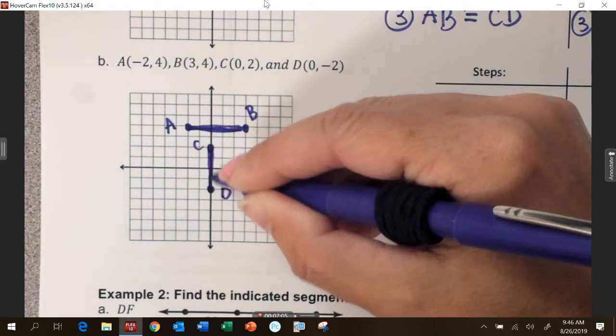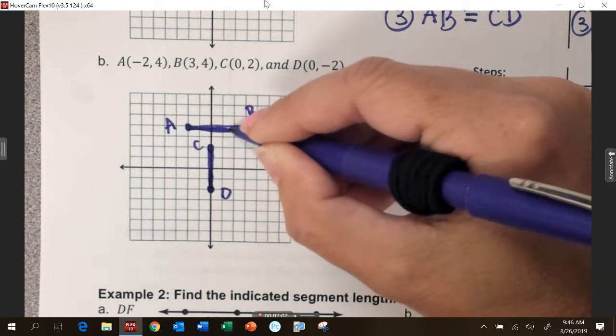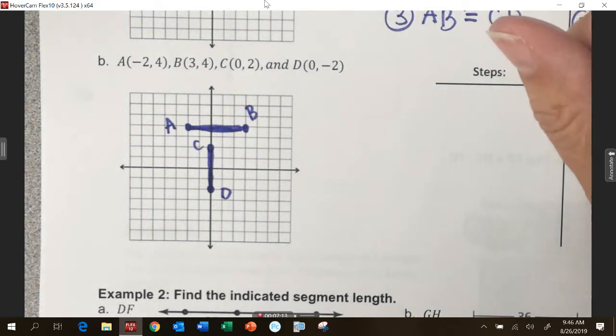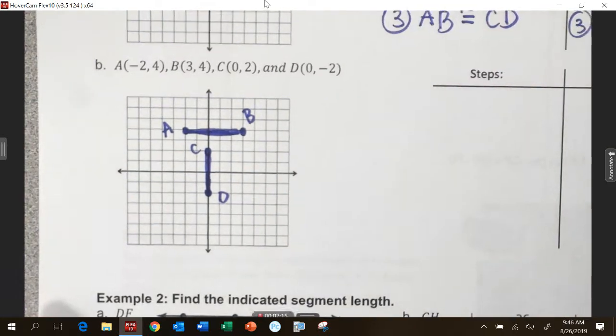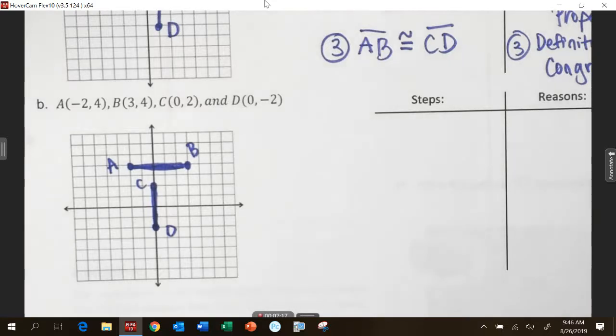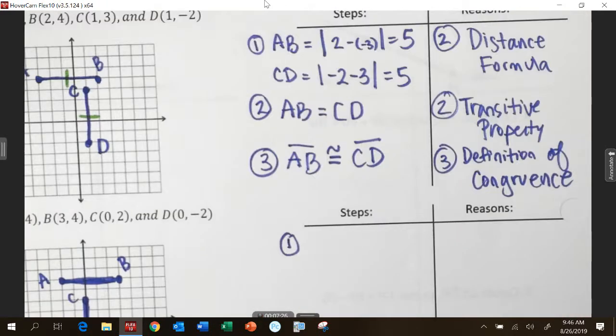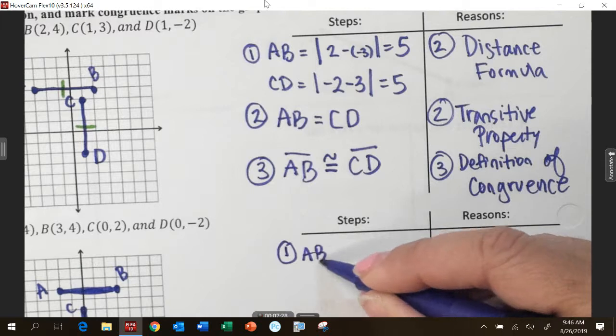Gosh, if you graph them wrong, but then you still do the absolute value stuff correctly, you could still get the right answer. Because sometimes we accidentally forget a negative or something when we graph it. Or if you graph it right and then you do your absolute value wrong, you're still kind of checking your answer. So number 1, we're going to first find the distance of AB and of CD.